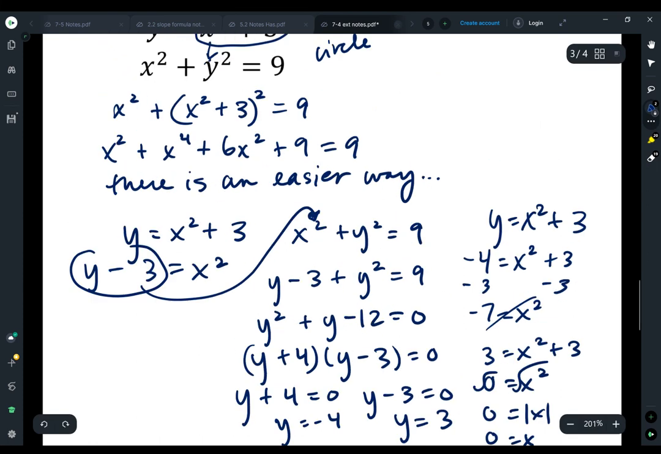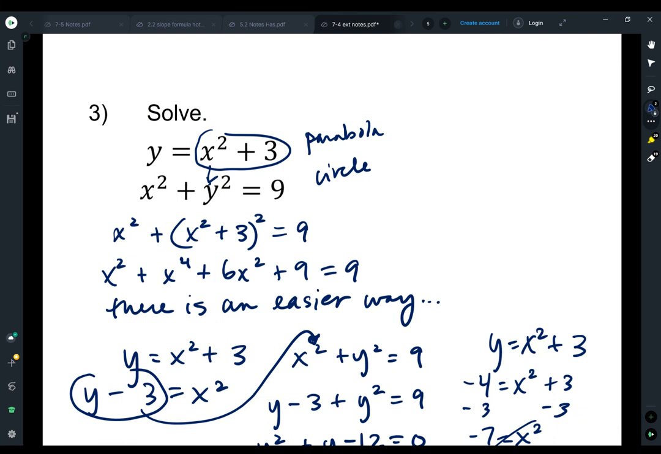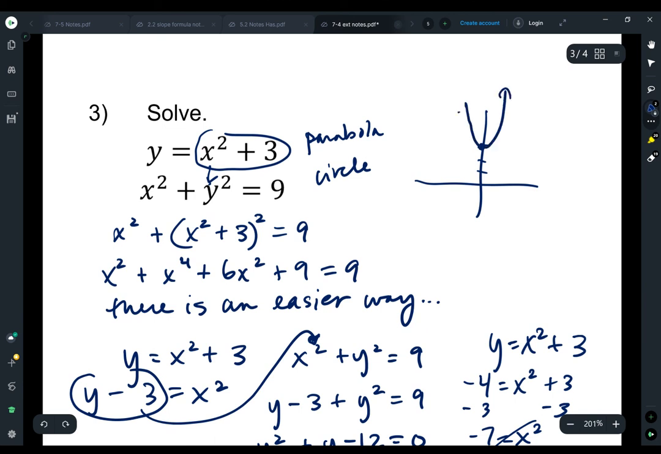And this makes sense. If I think about my original equation, that first one, that parabola, it would be at 3 on my y-axis. It has a y-intercept of 3 and then goes up. And my circle has a radius of 3. So it'd be 3 all the way around. And so they would cross right there at the vertex, just in one point.